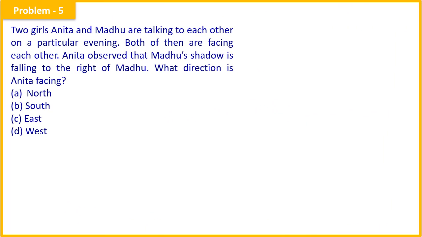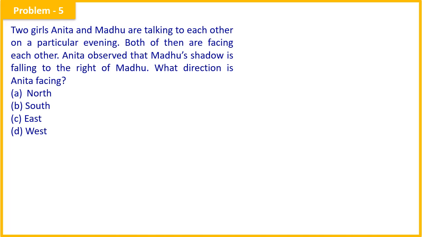Problem number 5. Two girls, Anita and Madhu, are talking to each other on a particular evening. Both of them are facing each other. Anita observed Madhu's shadow is falling to the right of Madhu. What direction is Anita facing?